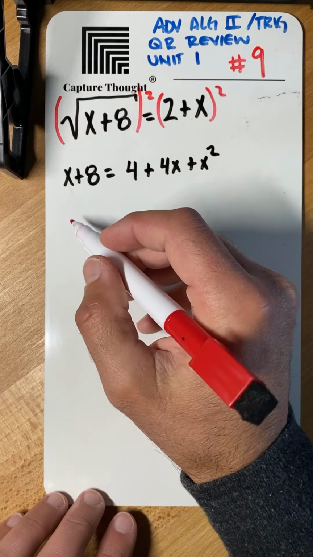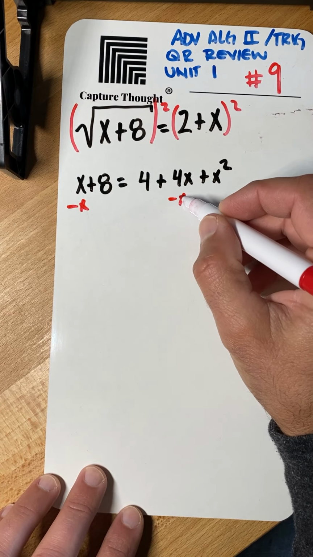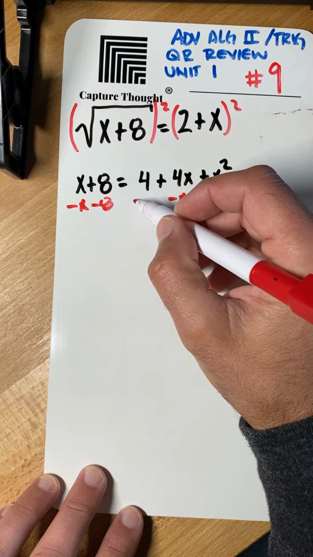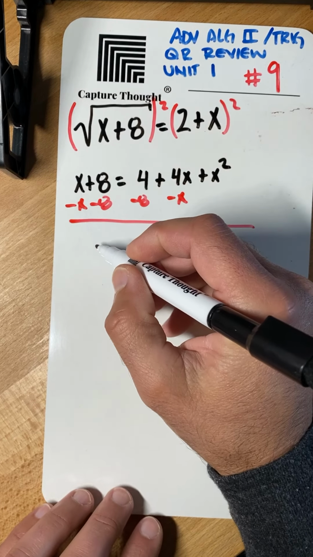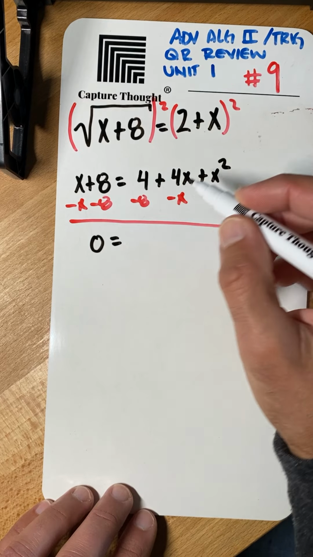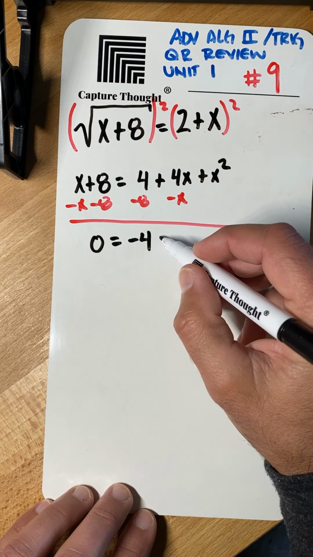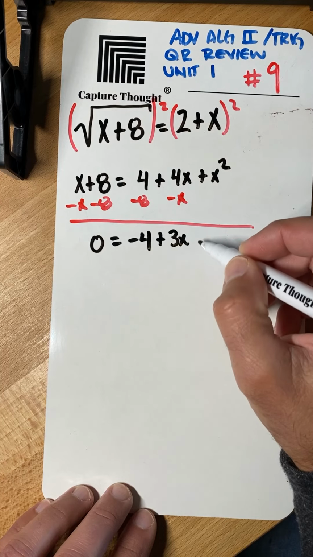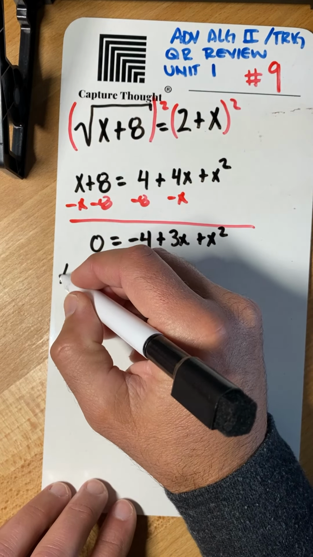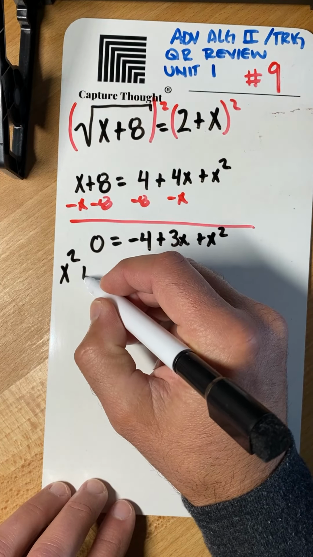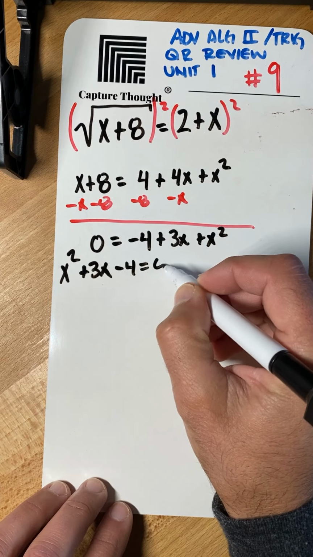Okay, then I'm going to subtract x from both sides and subtract 8 from both sides. So I'm going to do two things all at once. That would give me 0 on the left-hand side is equal to 4 minus 8, that's negative 4, 4x minus x is a positive 3x, and then of course an x squared. So I'm going to write it in standard form. So this would give me x squared plus 3x minus 4 is now equal to 0.